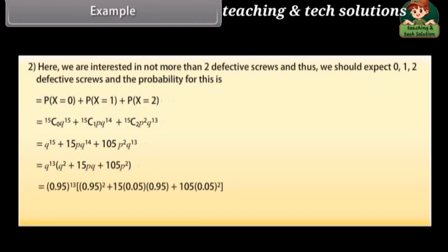0.95 raised to the power 13 into 0.95 square plus 15 into 0.05 into 0.95 plus 105 into 0.05 square is equal to 0.96.